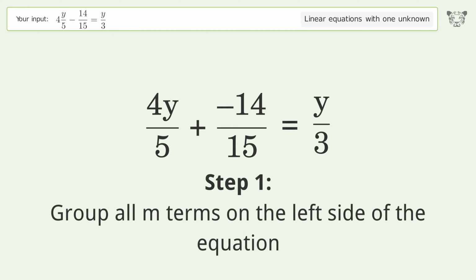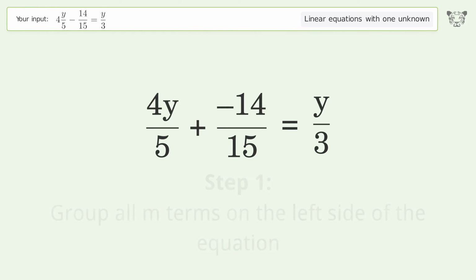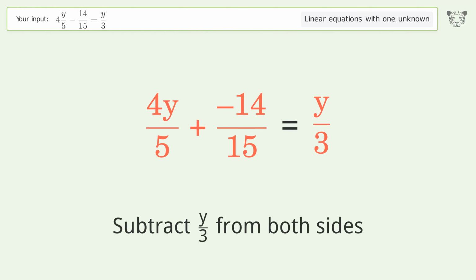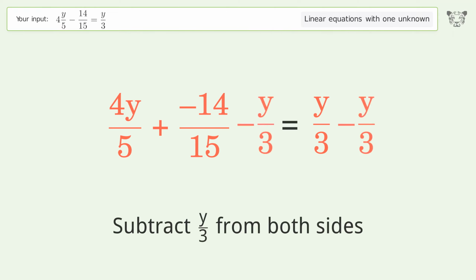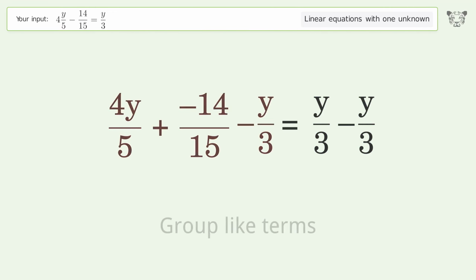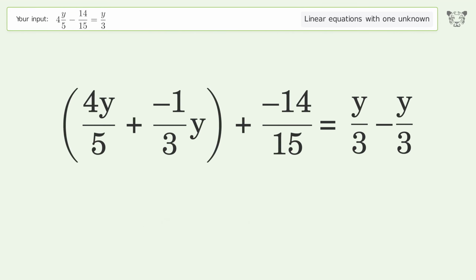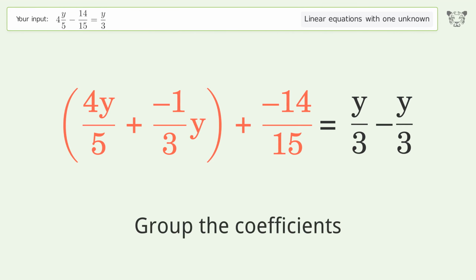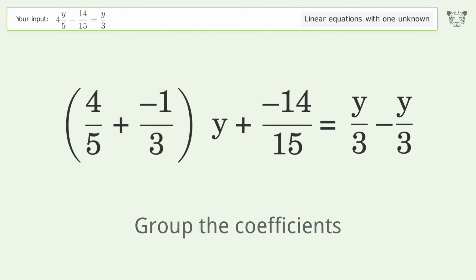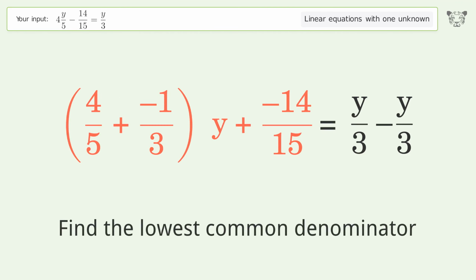Group all m terms on the left side of the equation. Subtract y over 3 from both sides. Group like terms. Group the coefficients. Find the lowest common denominator.